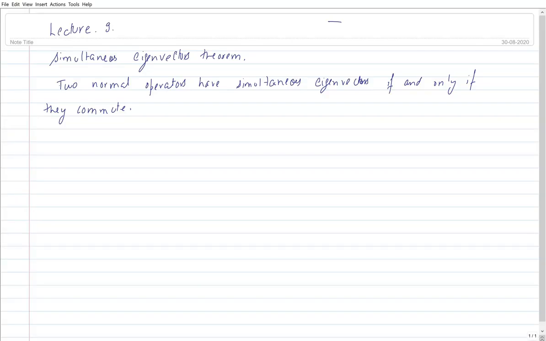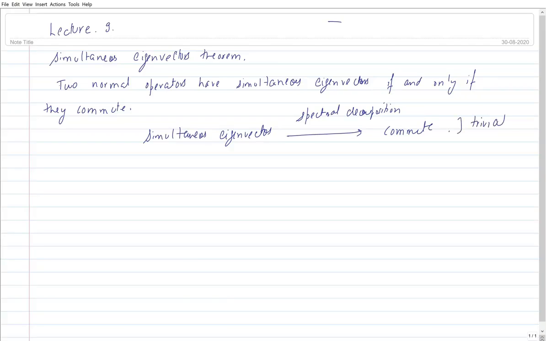Well, the if part of the proof was rather trivial. I assume they have simultaneous eigenvectors. I can carry out a spectral decomposition of each of the operators and I can show that they commute. So this is rather trivial. What about the other direction?